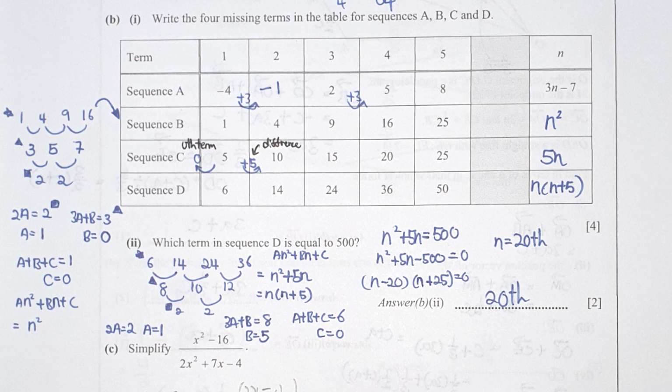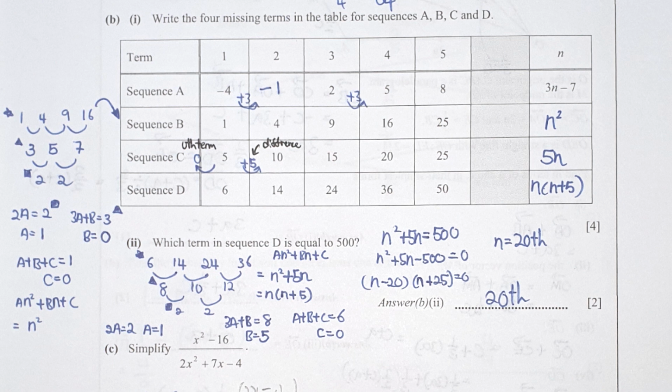As for sequence C, this one will actually be an arithmetic sequence as well. The common difference here is 5, and the zero term will be 5 minus 5, which is 0. Hence the result will be 5n.